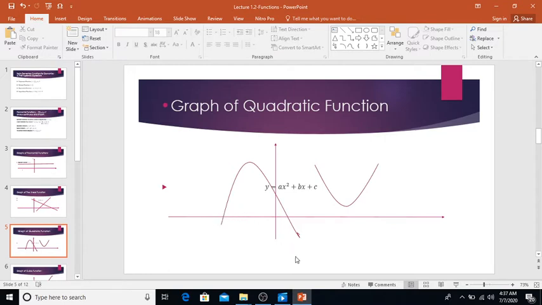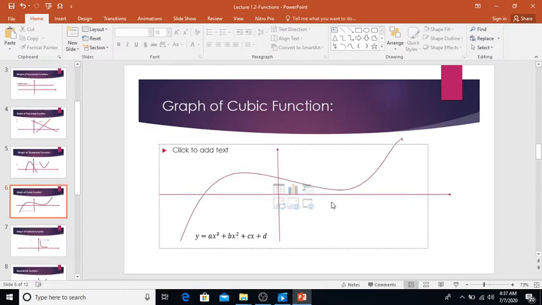Okay, graph of the quadratic functions. We know usually quadratic function graph is a parabola, below open or above open parabola, and maximum power of x is 2. Cubic function is of this type of shape, okay, maximum power of x equal to 3.